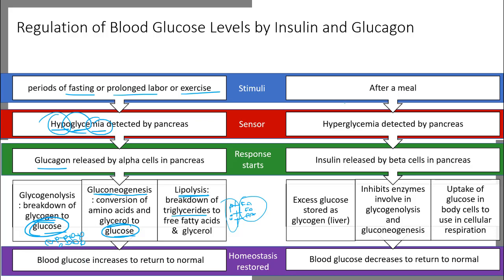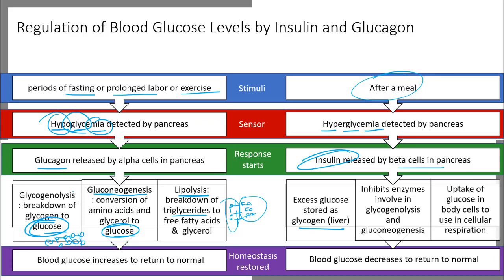On the other side of the slide is what occurs after a meal. When we eat a meal, it's sure to contain some sugar, and then what that sugar does is it causes an increase in the blood glucose level, so hyperglycemia, increased glucose in the blood. That's detected by the pancreas, causes the beta cells in the pancreas to release insulin, and then what insulin does is it retrieves glucose from the blood to store it in liver, so it removes glucose from the blood.